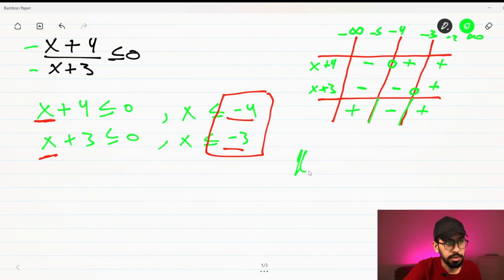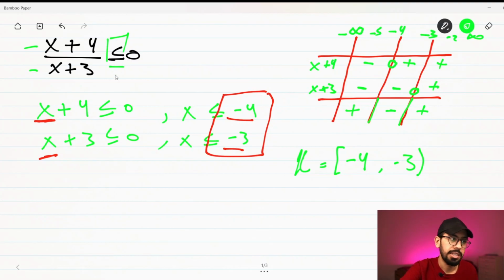That means our result will be from minus 4 till minus 3, because we have decided that we will take the minus sign, and our decision is according to the sign that we have here, which is smaller than or equal. If it is greater than or equal, we need to take the positive numbers, but it is smaller than or equal, so we need to take the negative.